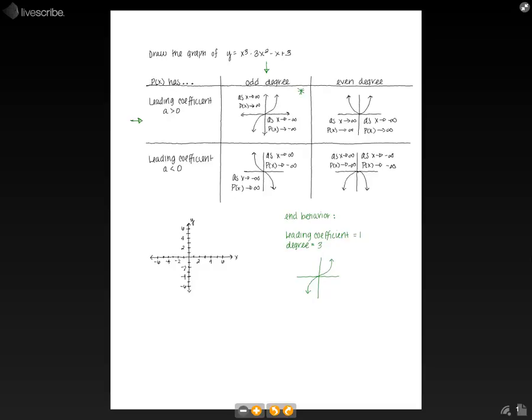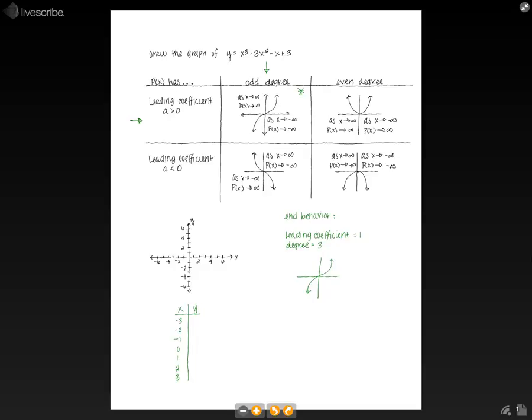Alright, so now we know that as x gets closer to infinity, p of x also approaches infinity. And as x approaches negative infinity, p of x approaches negative infinity. Alright, so now to actually graph the function we're given, we just need to get a set of points. So let's make a table. Let's try -3, -2, -1, 0, 1, 2, and 3.